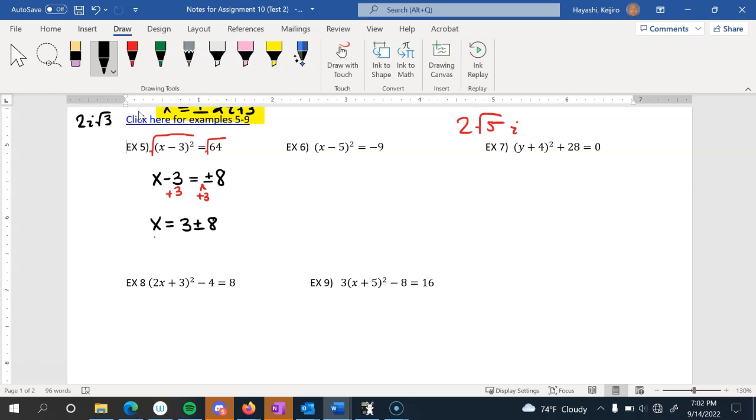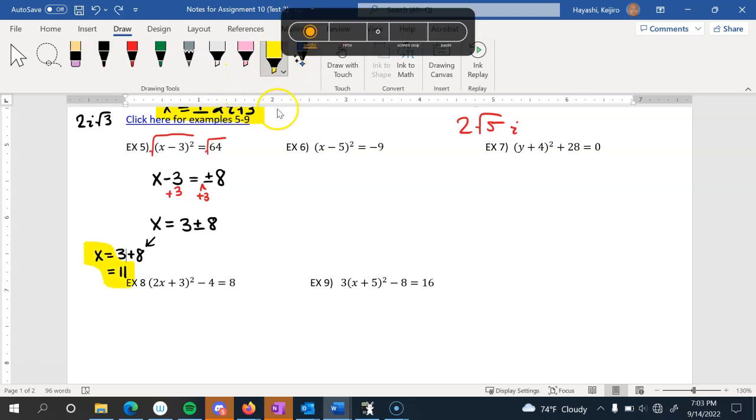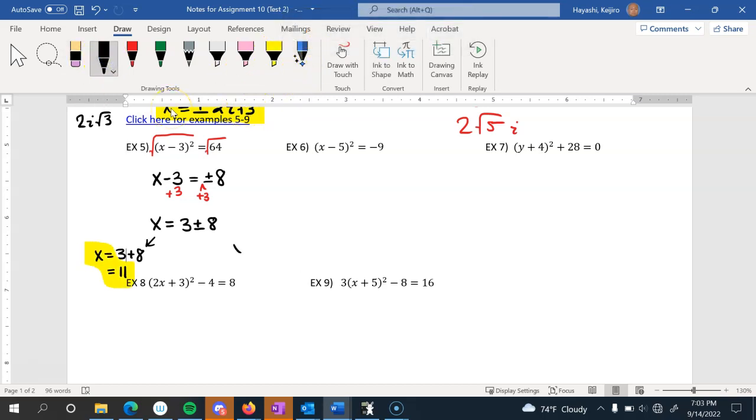And you can actually take this further, because these are whole numbers that you can work with. 3 plus or minus 8 represents two solutions, 3 plus 8 or 3 minus 8. If it's 3 plus 8, what is that? 11. So that's one solution. And if it's 3 minus 8, what is that? Negative 5. That's the other solution.